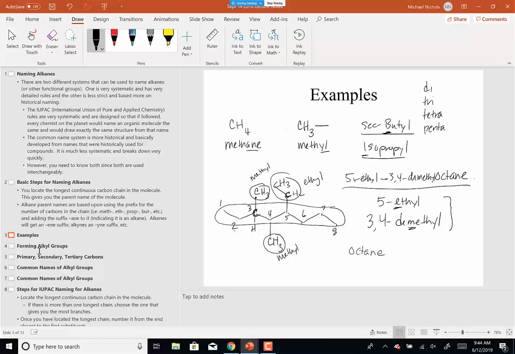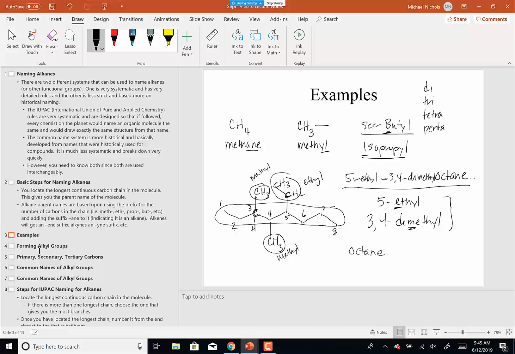If you want to check yourself, I could give you two kinds of problems. I could give you the name and say write the structure, or I could just give you the structure and have you write the name. When I give the name and have people write the structure, it's like 99% of people get it right. But what you could do is you could say, what does that name mean? So I'm going to write an eight carbon chain. I'm going to write an ethyl group at 5 and two methyl groups, one at 3 and one at 4. Now, what about this dimethyl?